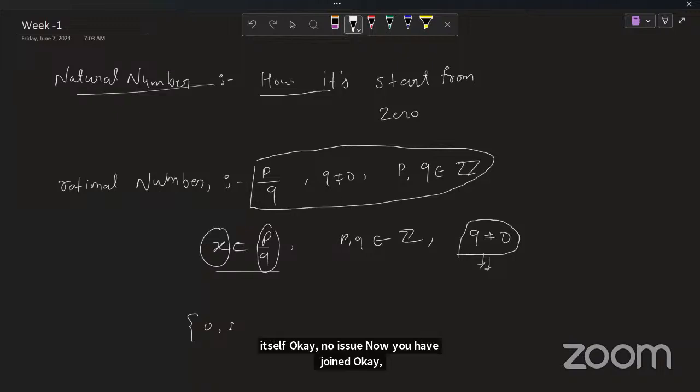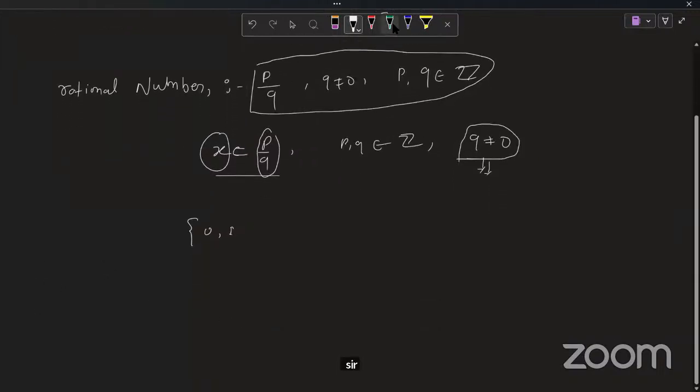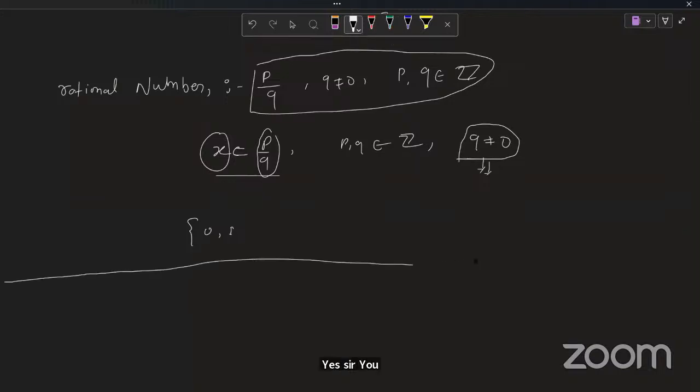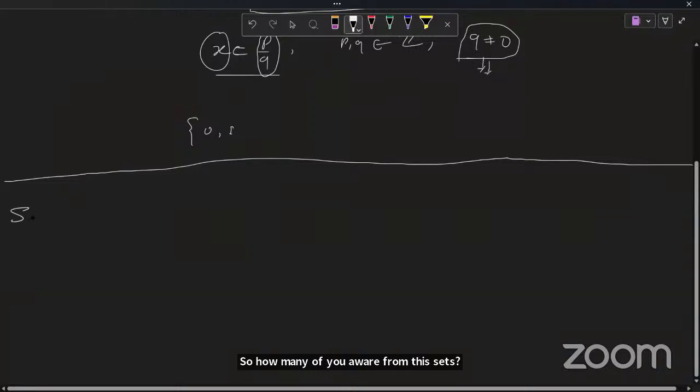Yes, sir. So shall we start the sets? Yes, sir. Before delaying the session, let's start with sets. Okay. So how many of you are aware of sets? Yes, sir, I am. So what is the definition of sets?